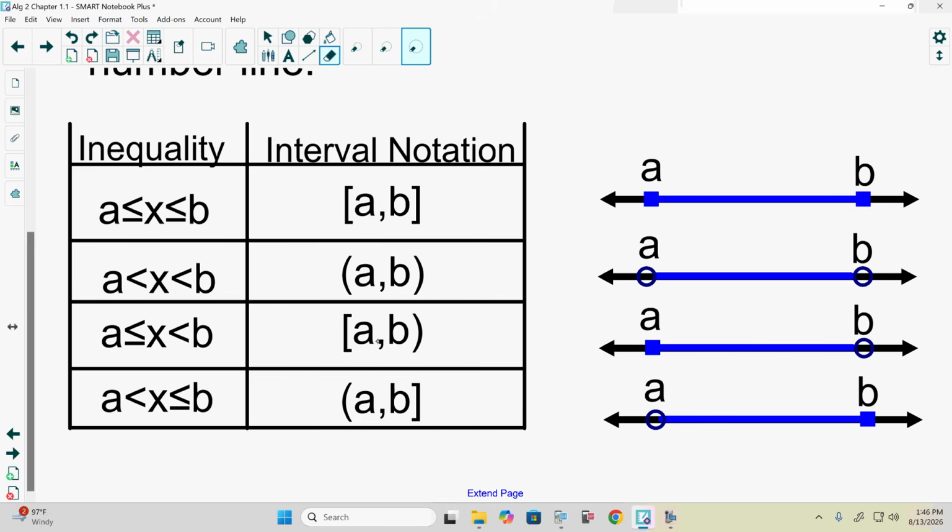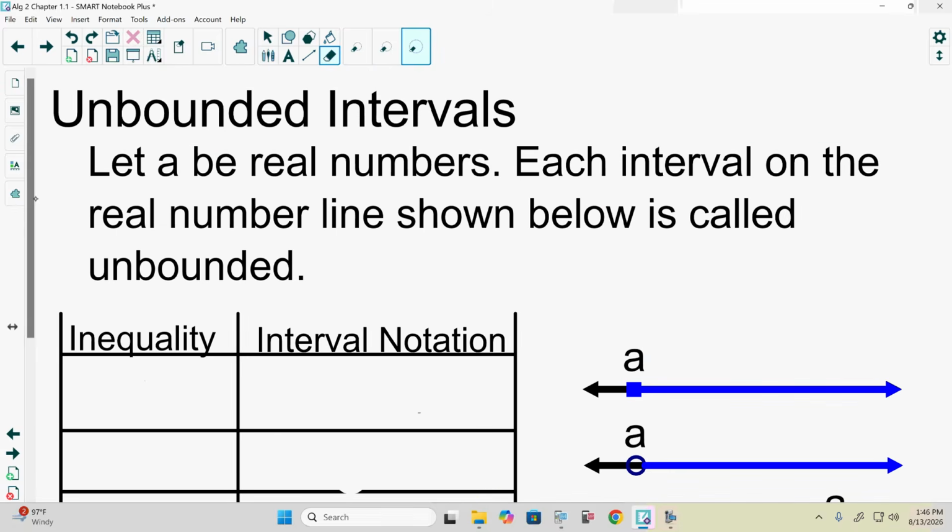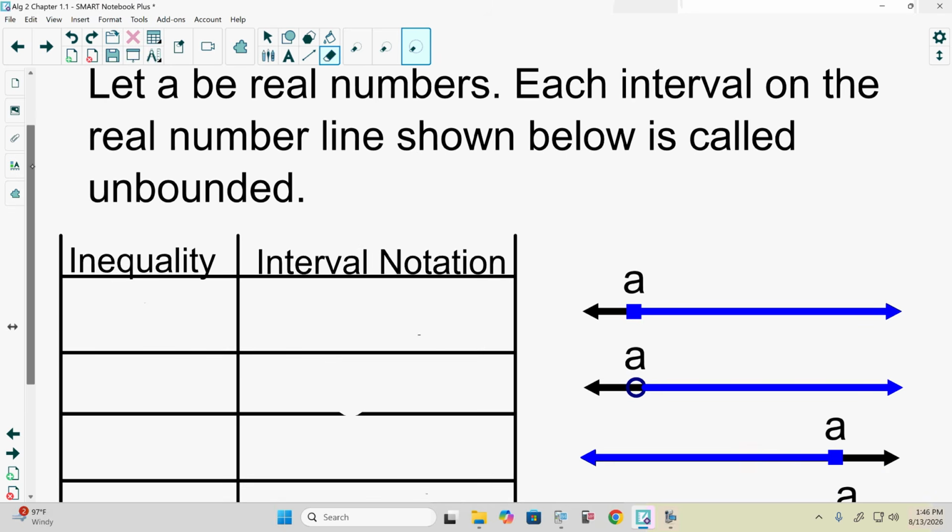So we good with bounded intervals? Or at least so far, we're mainly just talking in a general sense. Now the other type that we have are unbounded intervals. Unbounded intervals only have one endpoint, and they continue indefinitely in one direction or the other. Let A be a real number. So A is just any number.